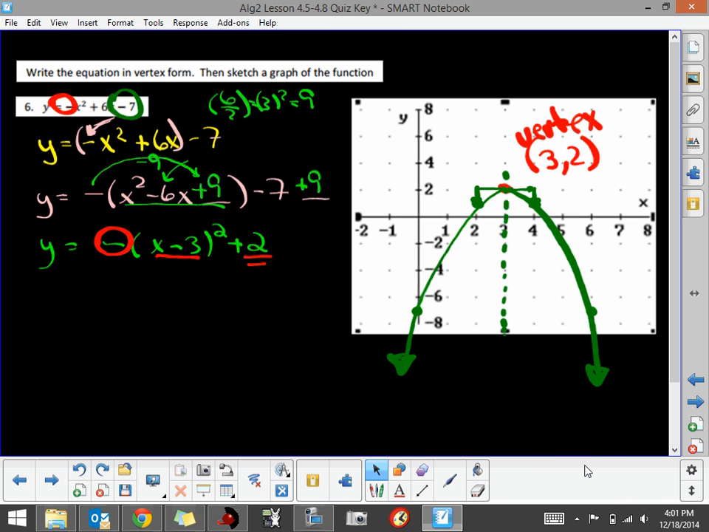If you really wanted another point, rather than going right 1, down 1, you could go right 2, and then we normally go down 4, so go down 2, 4, we're back on the graph. You go left 2, we normally go down 4, 2, 4, we're back on the graph. But there's our graph and our vertex form of this quadratic function.